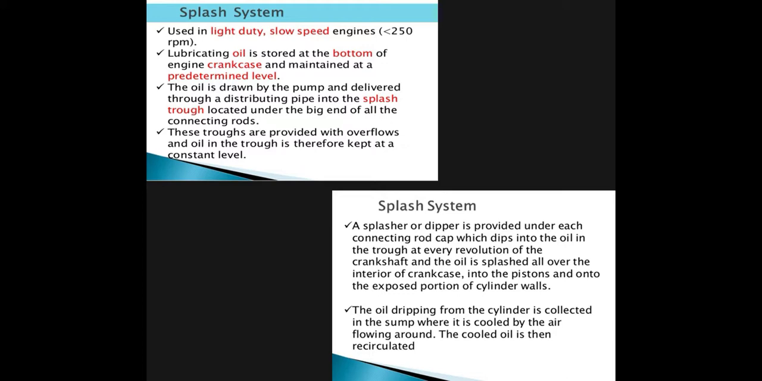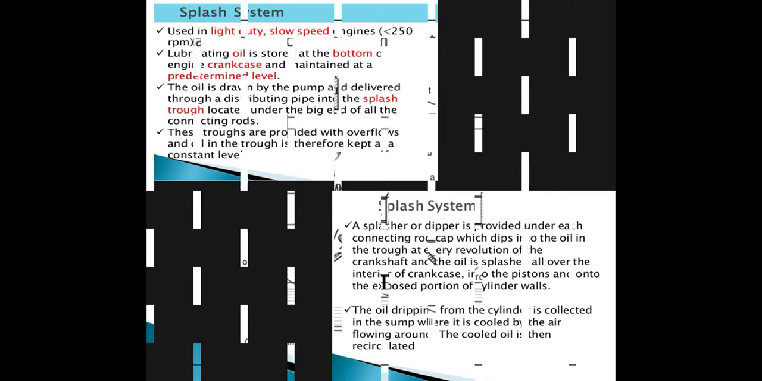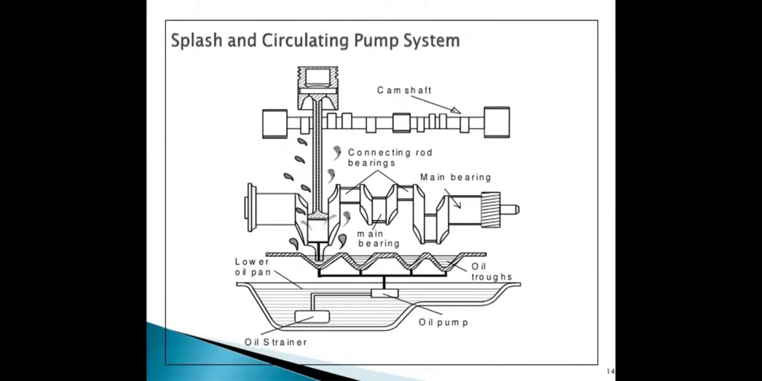A splasher or a dipper is provided under each connecting rod cap, which dips into the oil in the trough at every revolution of the crankshaft, and the oil is splashed all over the interior of the crankcase, onto the pistons and onto the exposed portion of the cylinder walls. The oil dripping from the cylinder is collected in the sump, where it is cooled by air flowing around. This is the diagram of the splash and circulating pump system.